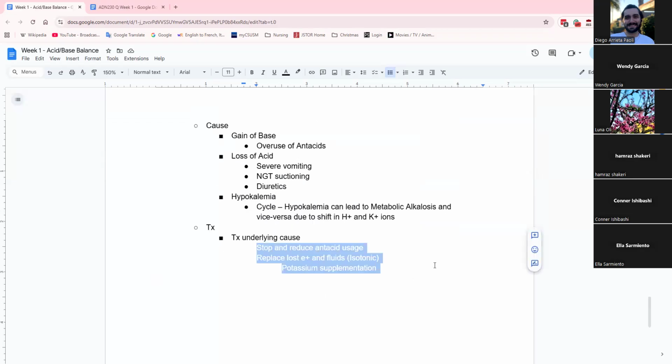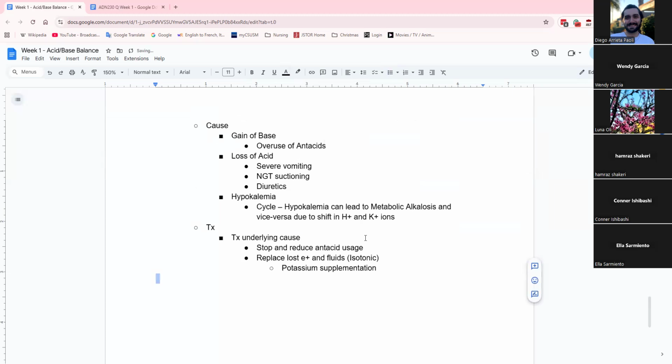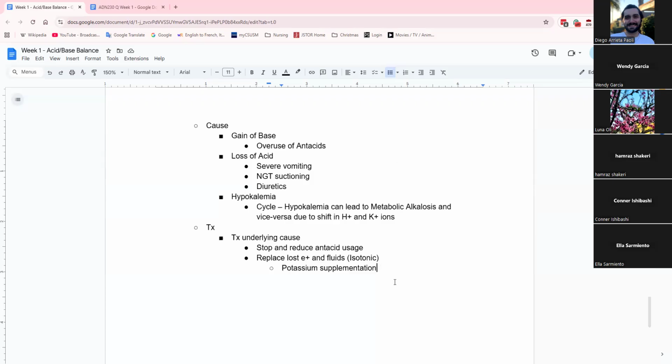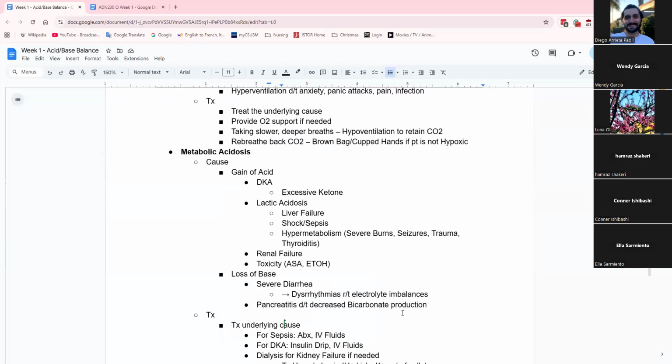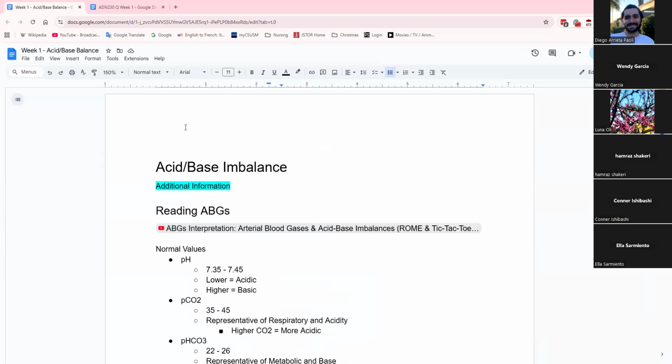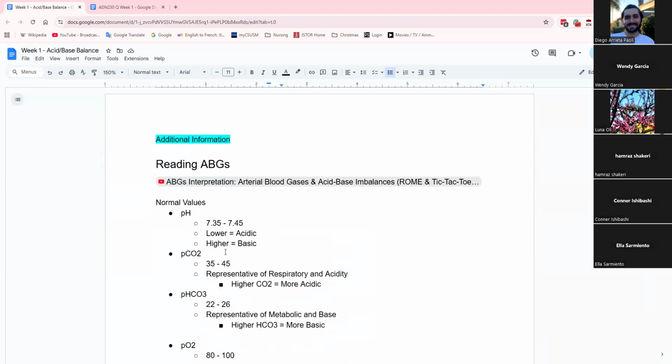So in this case, if they're getting too much antacids, you're going to stop it. You're going to want supplementation for potassium if they're hypokalemic. Replace the fluids because a lot of this is from loss of fluids, loss of fluids, loss of fluids, etc. Okay, so that would be the full review for the acid-base balance. Is there anything that you would like more clarification on before we move on to doing some practice questions? And that should be pretty quick.